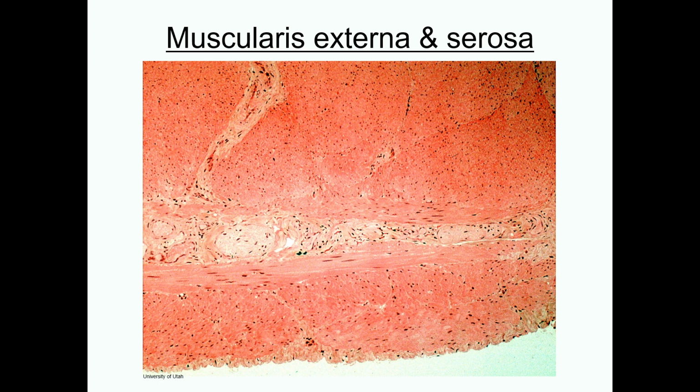The muscularis externa has two large smooth muscle layers, and in some regions, as mentioned before, will have a third obliquely oriented layer. In addition, here you can see an Auerbach's or myenteric plexus, and you can see the serosa with its mesothelial lining.